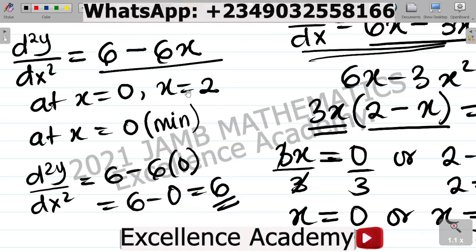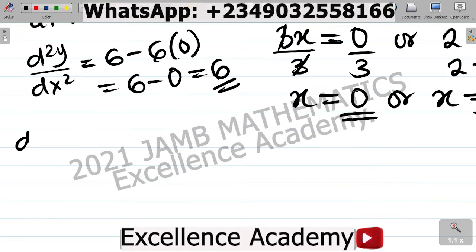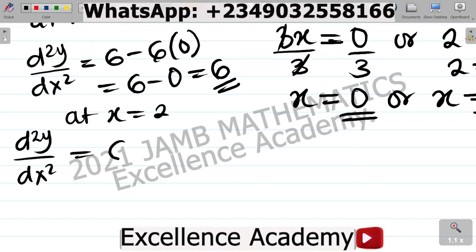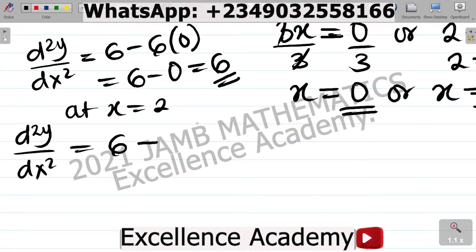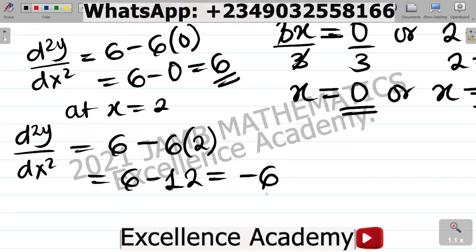Now, I don't have to solve again, but let me solve just to confirm this. So just to confirm, we'll have that d squared y over dx squared at x equal to 2 is equal to 6 minus, look at this same function, 6 minus 6 times x. At this point, x is now 2. So 6 times x is 6 times 2. This is equal to 6 minus 12, which is minus 6. So the answer there is minus 6. Again, as we predicted, minus 6 is less than 0.